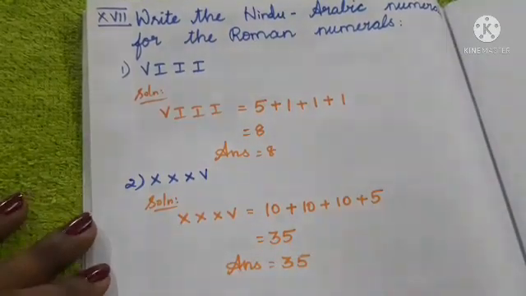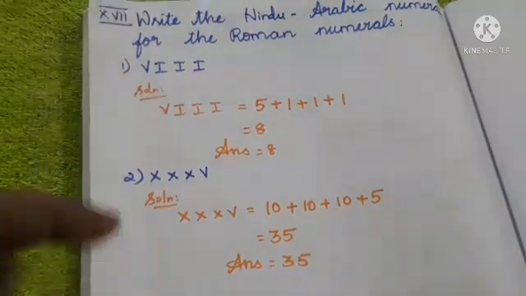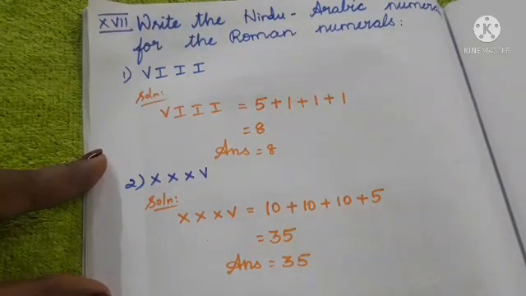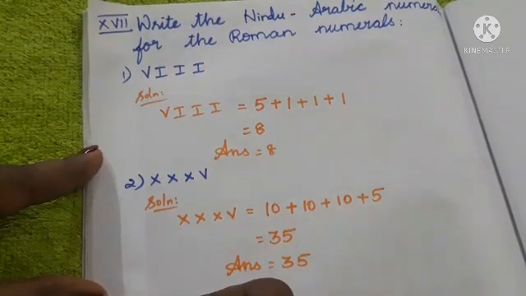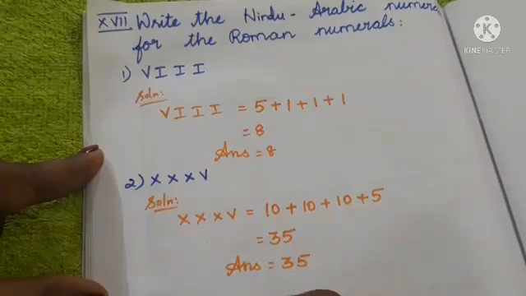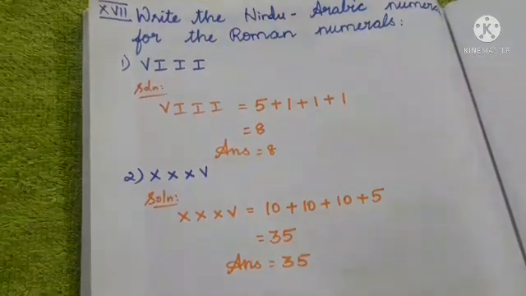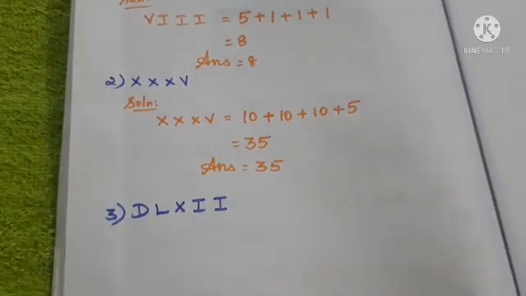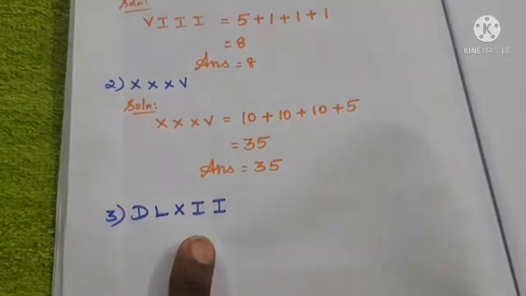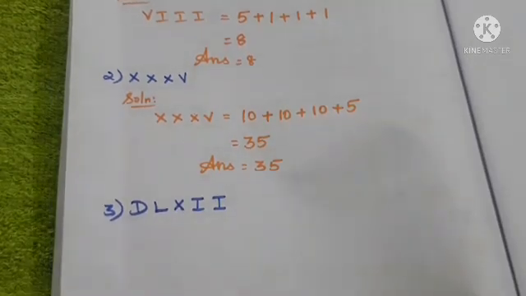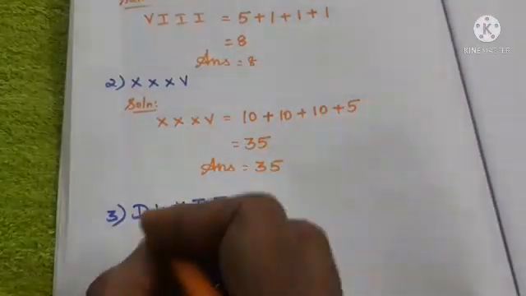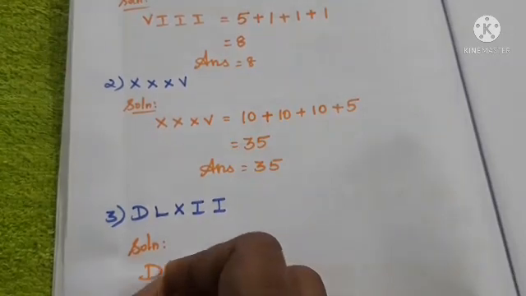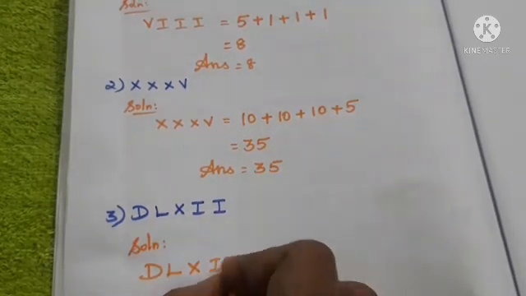35. Then look at the next problem. Our third problem we have DLXII. So here we can write the solution and repeat the question. DLXII.